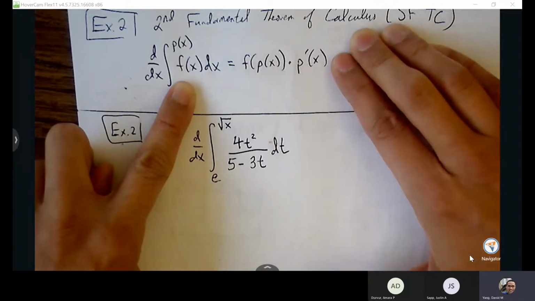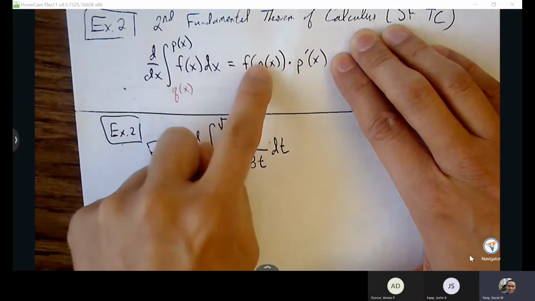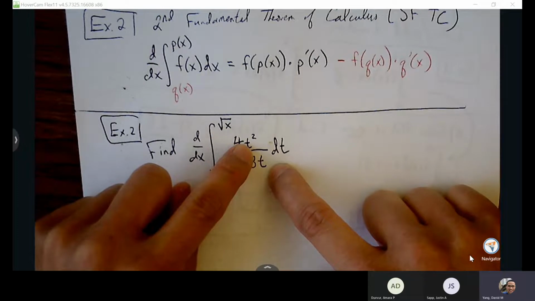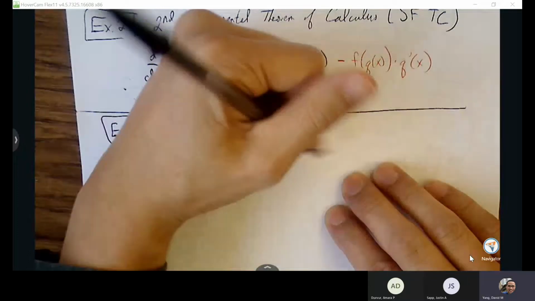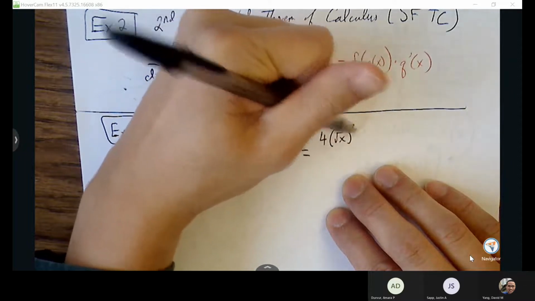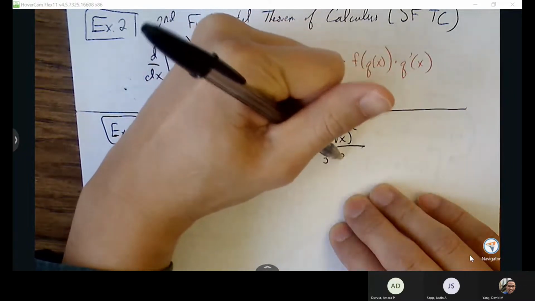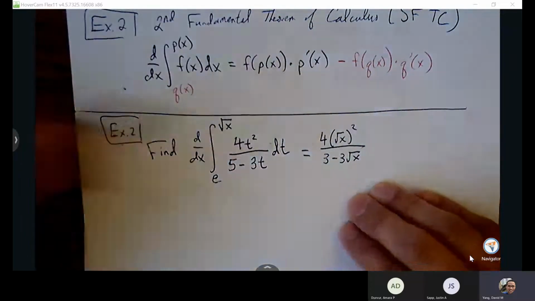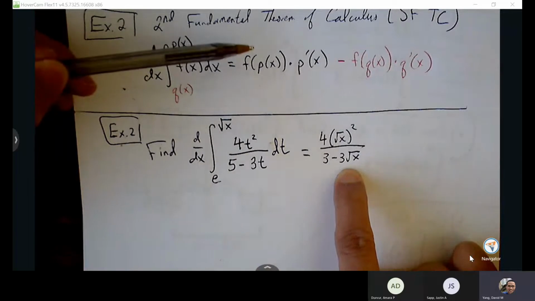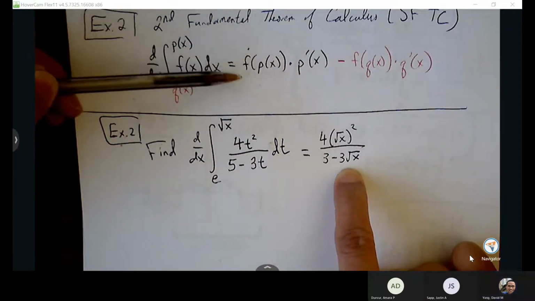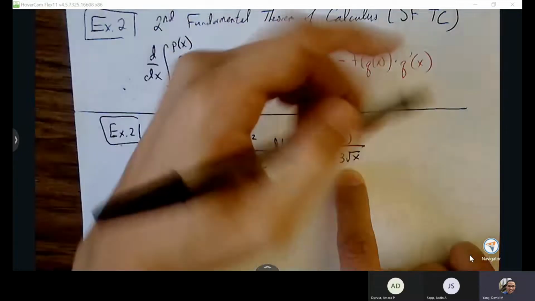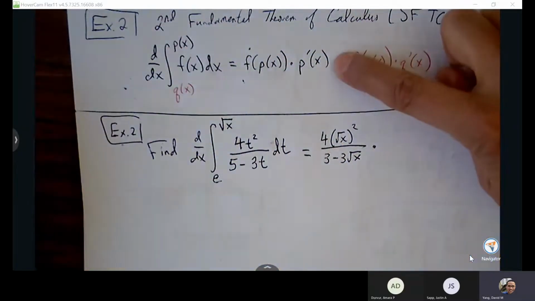Okay, so f of p of x, all we're doing is taking that upper bound and inserting it into the function. Wherever we see t, we just go ahead and replace t with root x. Okay, everybody comfortable with interpreting what to do using that notation? Multiplied by, what's next?